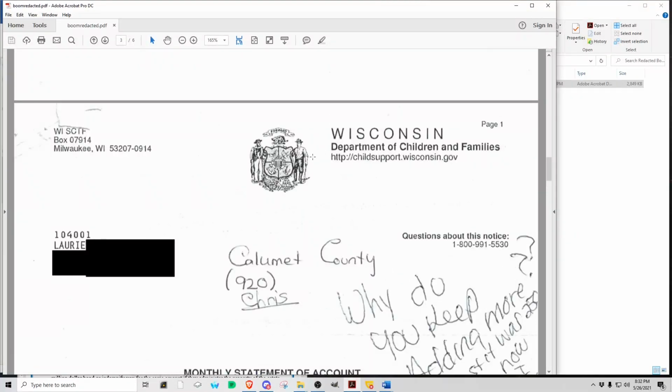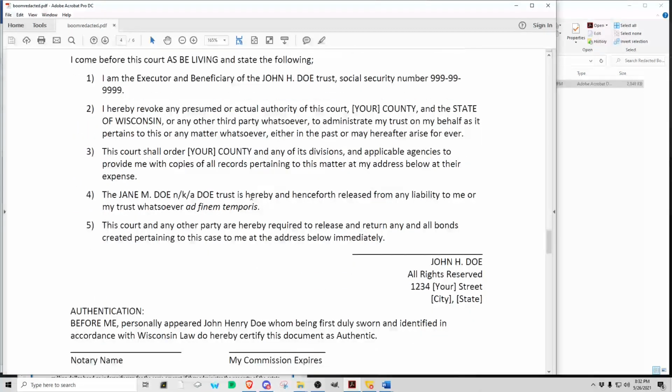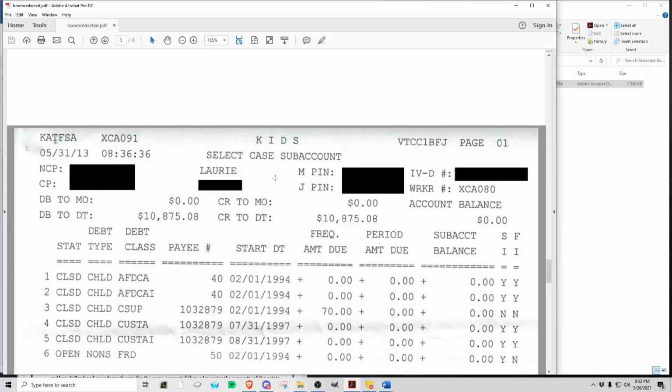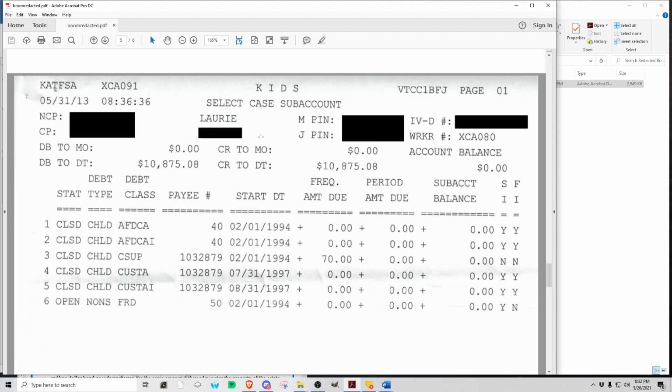Department of Children and Families, I guess is what it was called back then. So he sent it off, and then he waited a few days, and lo and behold, in the mail, after about, I think it was a week, his mom gets this in the mail. It's the complete accounting of the child support.